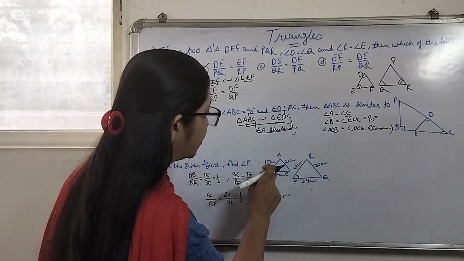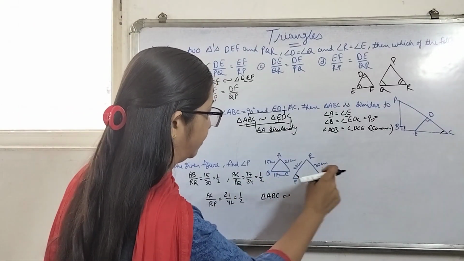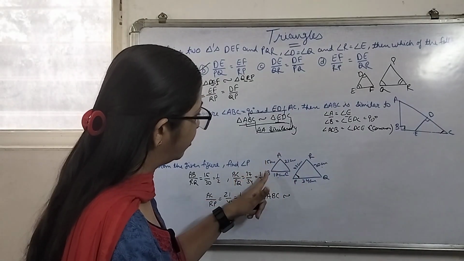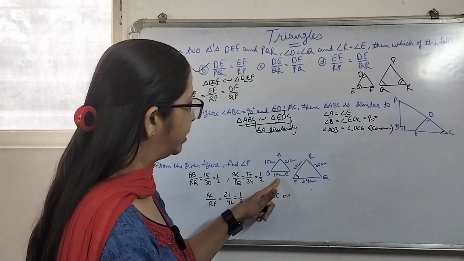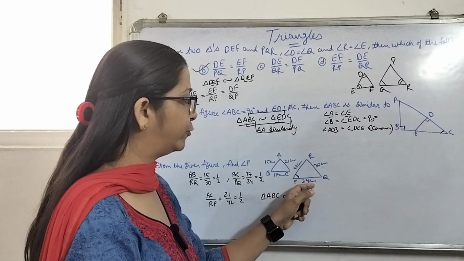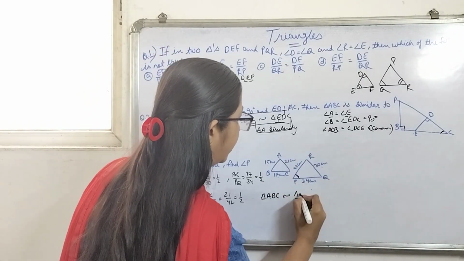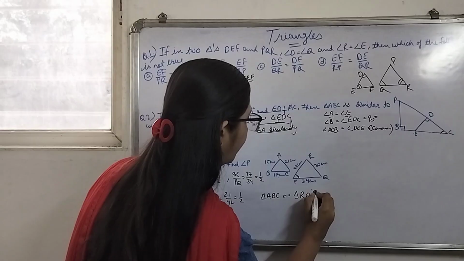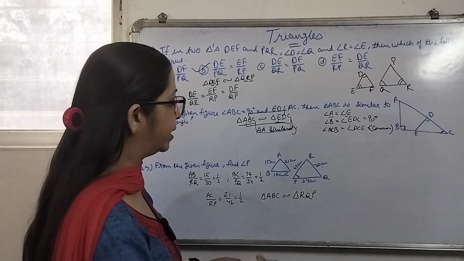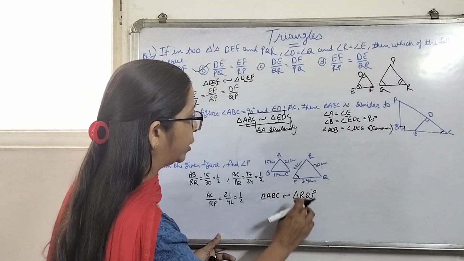See, this side is 15. That means we have to take this side. If I am moving from here to here, after 15, 17 is coming. That means after 30, 34 should come. So we will be moving like this. It will be similar to triangle RQP. Now over here, see, AB over RQ, it is 1 by 2.